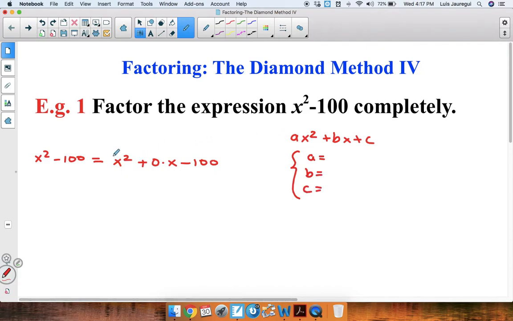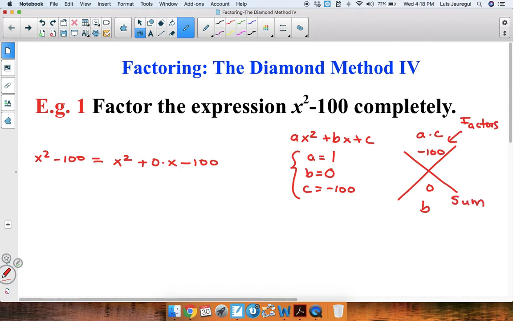Now notice that the value for a is an implicit 1 here. So a is equal to 1. Your b happens to be a 0 because that's the coefficient of your linear term. And your constant term is negative 100. So now we can employ the diamond method where we multiply a times c here and we obtain b here. So a times c is 1 times negative 100, which will give you negative 100, and your b, which is 0.